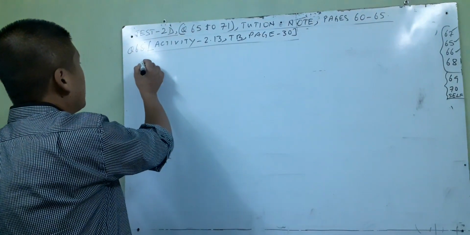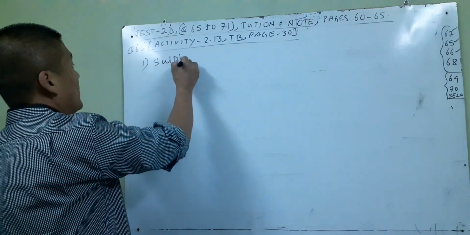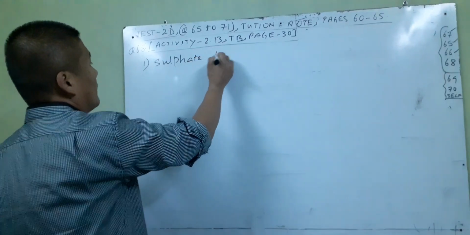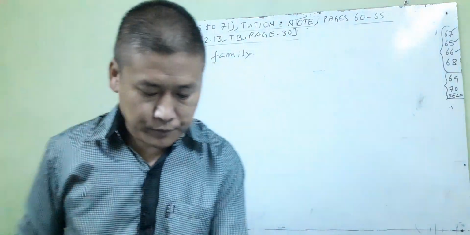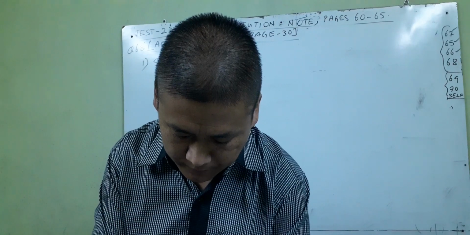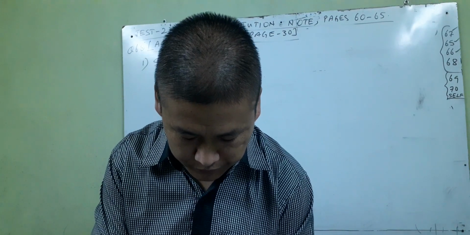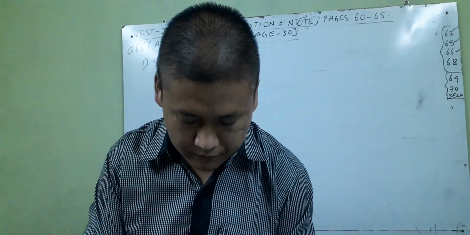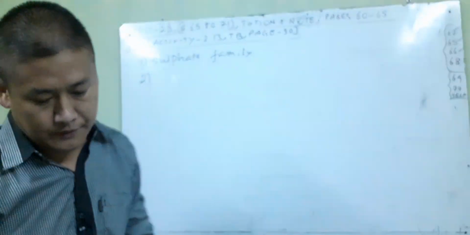So the first family that you can identify is the sulfate family. You can see that number 1. Let me read: potassium sulfate, sodium sulfate, calcium sulfate, magnesium sulfate, copper sulfate. So all these, 1, 2, 3, 4, 5, belong to the same family called the sulfate family. Okay. Then number 2, another family you can identify.